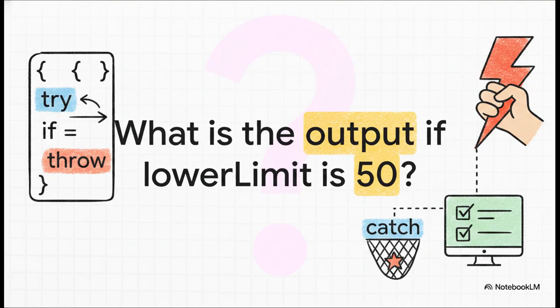All right, let's test our understanding with a quick exercise. Imagine a program where a variable called lower limit is set to 50. The code enters a try block and prints "entering the try block." Then it hits a condition. If the lower limit is less than 100, it throws a new exception saying "lower limit violation." After that, it's supposed to print "exiting the try block." This is all followed by a catch block to grab the exception, and then finally a print statement saying "after the catch block." Take a second here, what do you think the exact output is going to be?